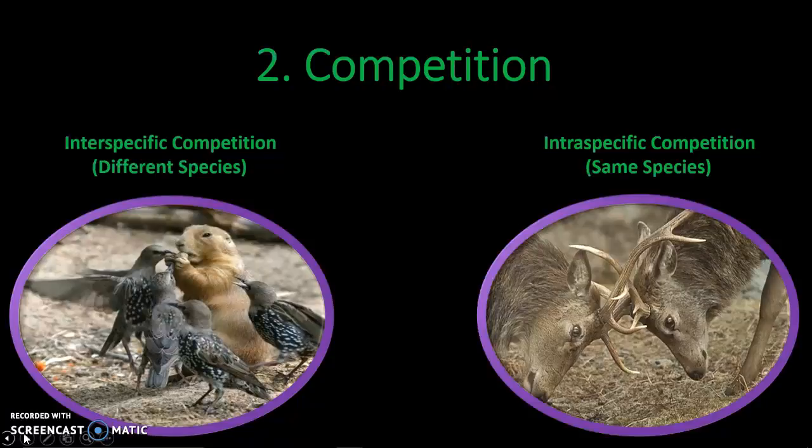When we look at interspecific competition, this is generally a competition between two different species for the same resource or for the same niche. They're both trying to occupy the same job in the environment. And that brings us to what's called the competitive exclusion principle. Simply what this states is when two species are competing for the same job, for the same niche, that means one will die off. Okay?